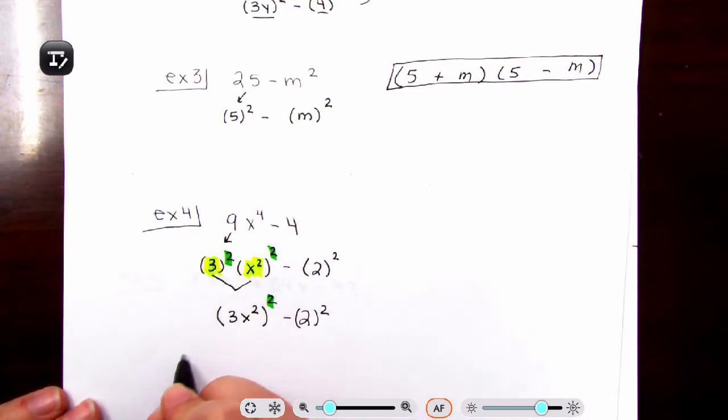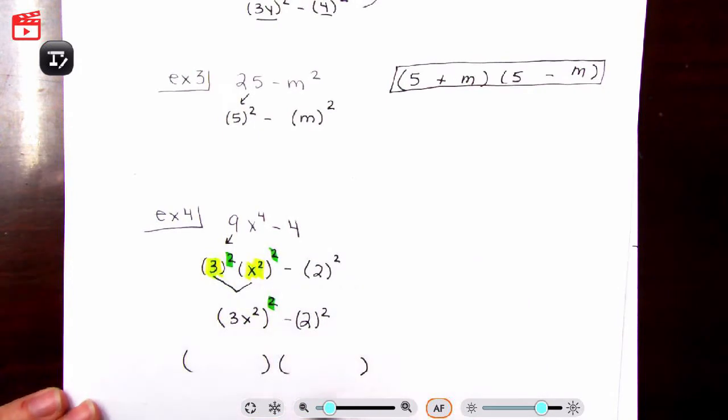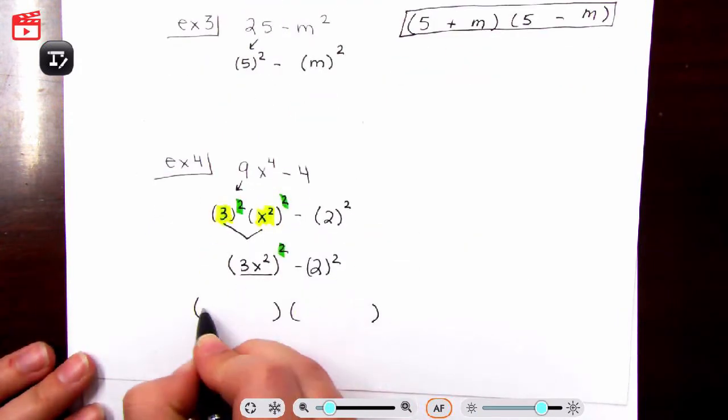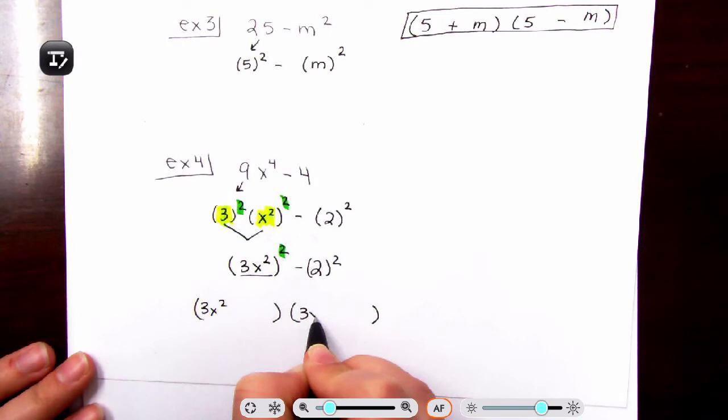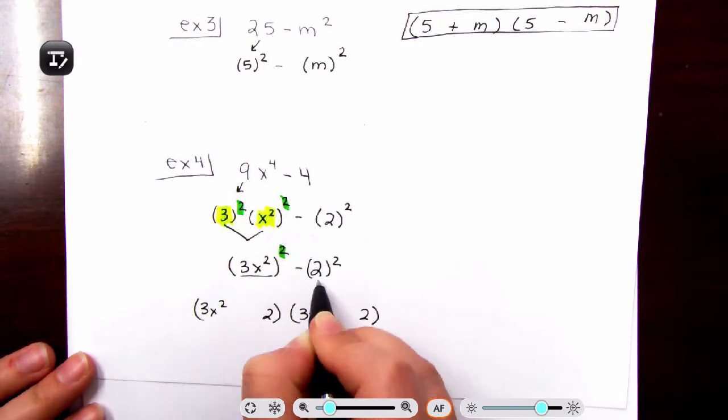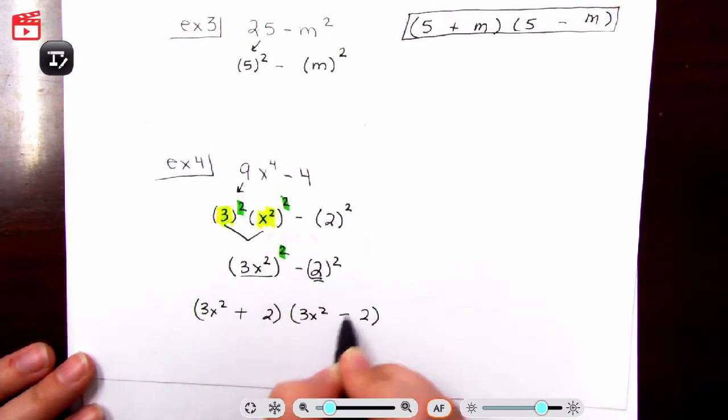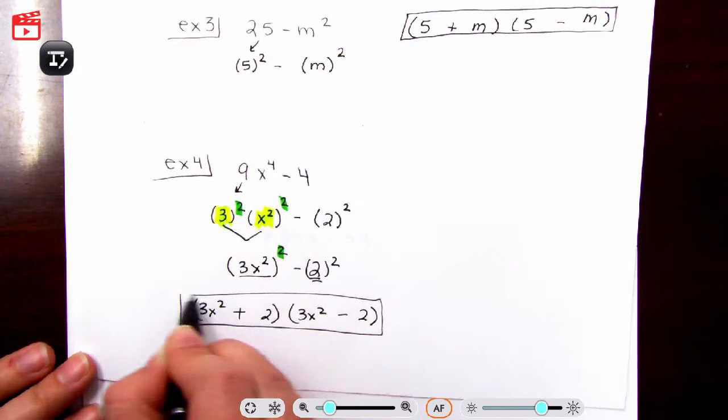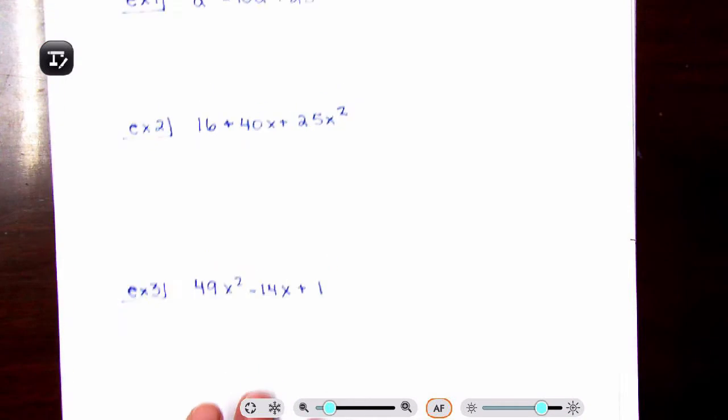So what do we have here? A plus b, a minus b. So a is now 3x squared. B is now 2, this 2. 1 is plus, 1 is minus. That's our answer. All right, let's move on with factoring perfect square trinomials.